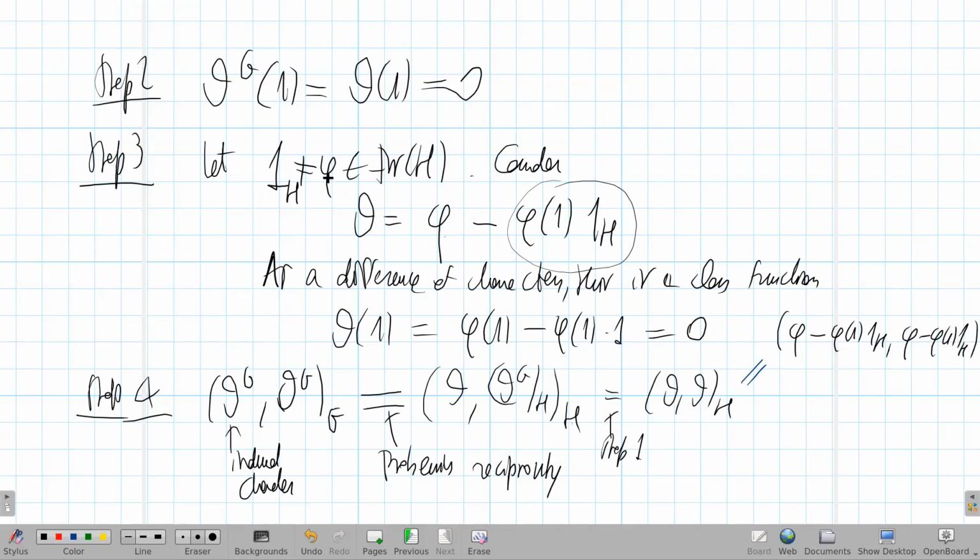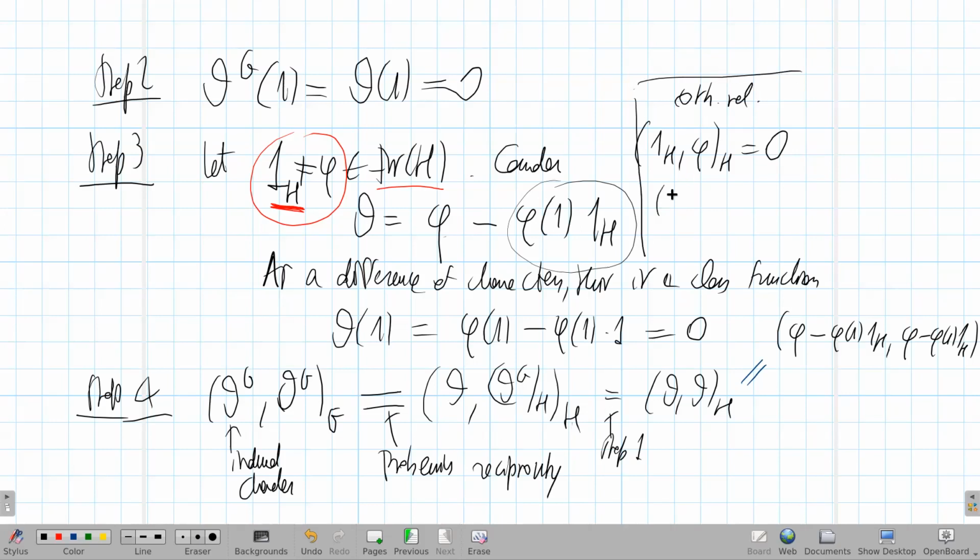Now note that phi is an irreducible character and is different from the trivial character, which is also an irreducible character. So the orthogonality relation, you see, we are exploiting more or less everything we did in this course, tells you that the inner product of phi with 1_H is 0, because of the orthogonality relations.